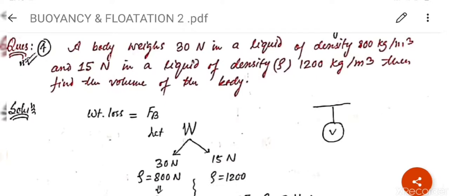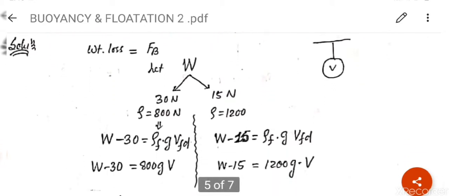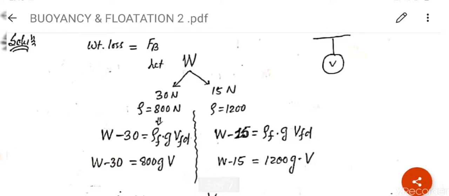A body weighs 30 Newton in a liquid of density 800 kg per meter cube and 15 Newton in a liquid of density 1200 kg per meter cube. Then find the volume of the body. Here the body is measured separately. If the body is placed in a density of 800 kg per meter cube, then its weight is 30 Newton. And if placed in density of 1200 kg per meter cube, its weight is 15 Newton.